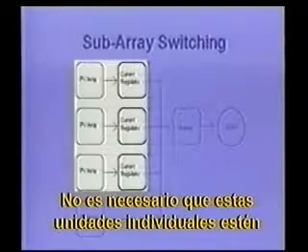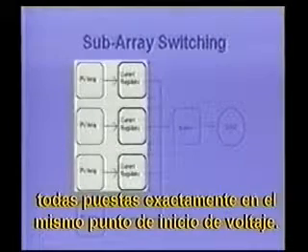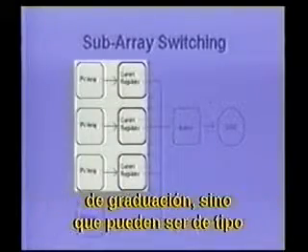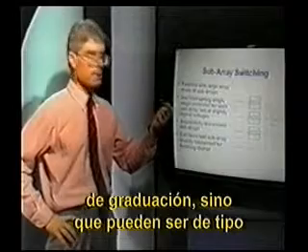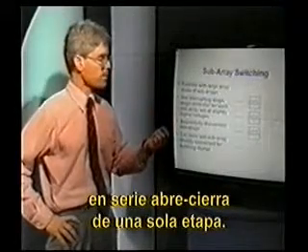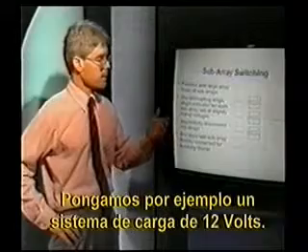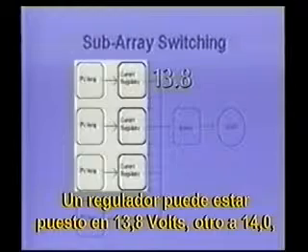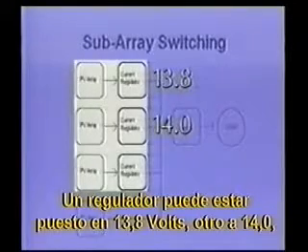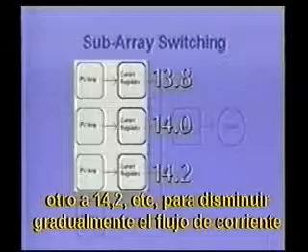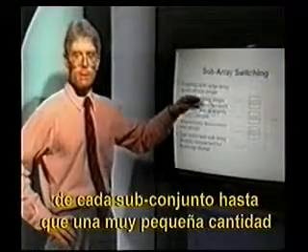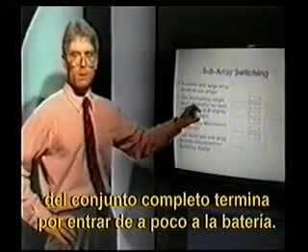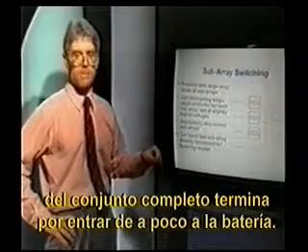These individual charge regulating units don't have to be set to the exact same voltage set point. And they also don't have to be sophisticated tapering type of controllers. They can be simple single stage, open, closed series type of controllers. For example, if we look at let's say a 12 volt charging system, one regulator might be set at 13.8 volts, another one at 14.0, another one at 14.2, and so on, to gradually taper off each subarray's current flow, and finally lead with a very small amount of the full array trickling into the battery at the end.